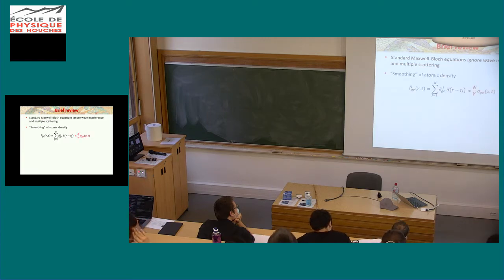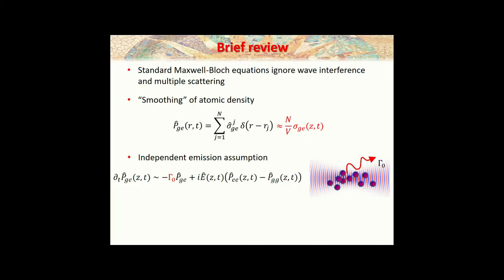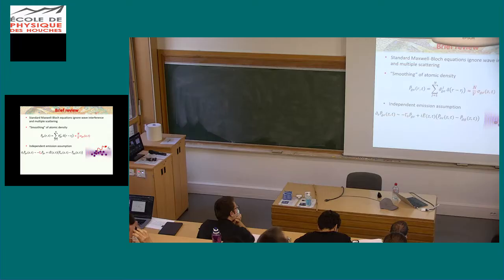So first, in the Maxwell-Bloch equations, you basically smooth out the atomic density. So you don't worry about exactly where the atoms are, whether the positions even matter. And second, you assume that if you have excited atoms, these atoms emit independently into free space, into 4π. But if emission of light is a wave phenomenon, if there's interference, fundamentally that can't be true. The true emission has to involve correlations, spatial, non-local correlations between atoms.